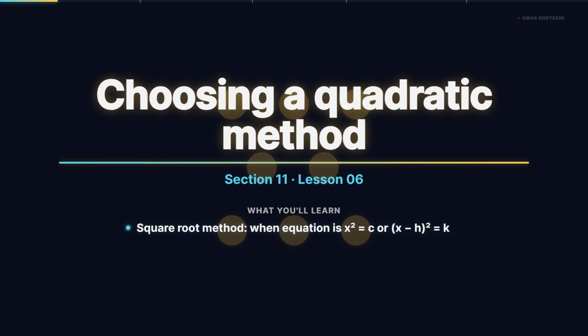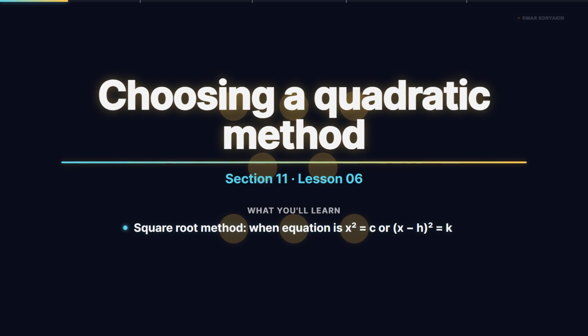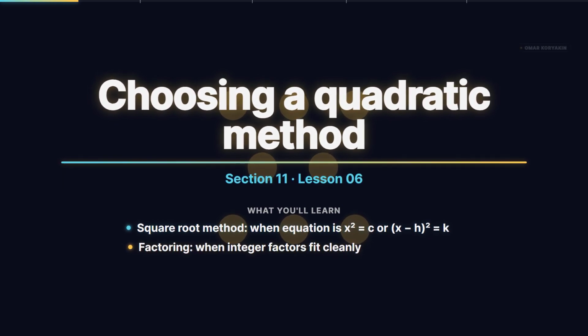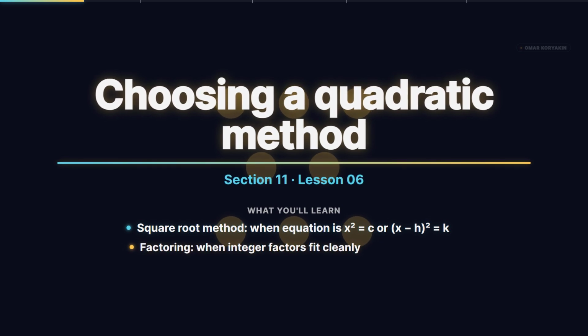Step 1 in the decision tree: is the equation already in the form x squared equals a constant or a binomial squared equals a constant? If yes, use the square root method. It is the quickest of the 4.